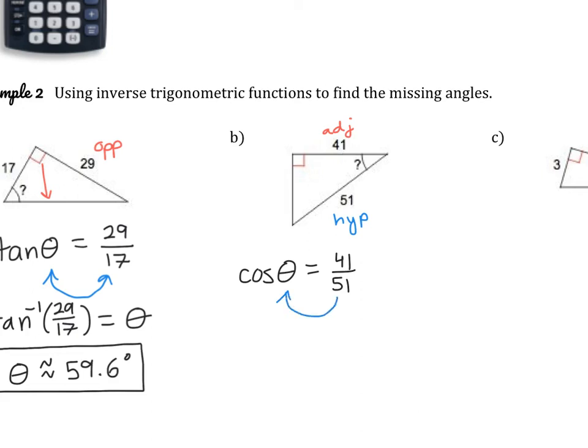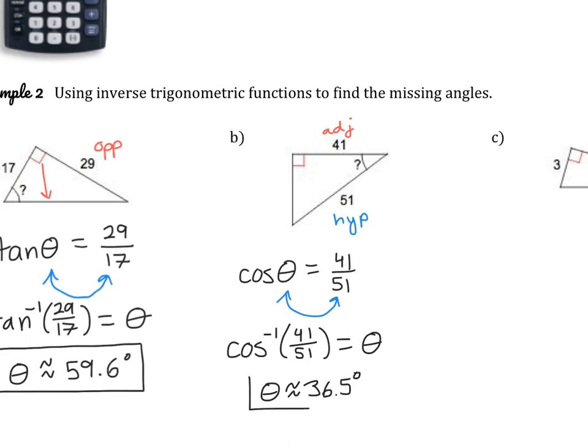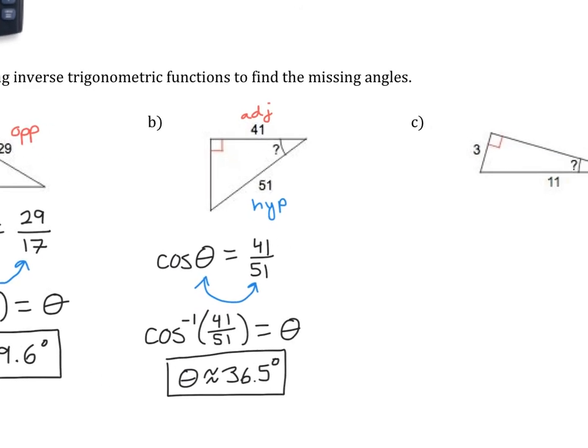To solve for the angle, we're going to swap theta and this value, and then we use arc cosine, our inverse function, equals theta. And now we can use our inverse trig function. We can use arc cosine on our calculator, and our calculator will give us the decimal approximation of 36.5 degrees. Again, make sure you are writing degrees in your answer because there are other measurements for angles that you might use.